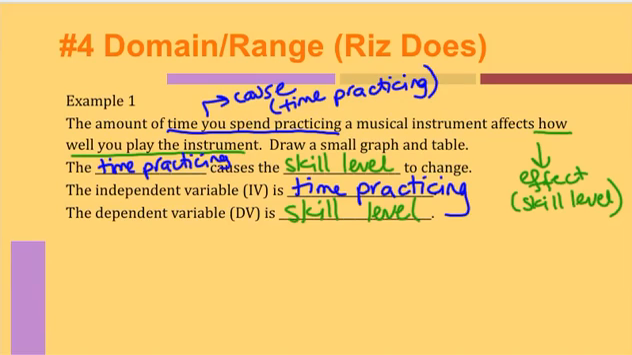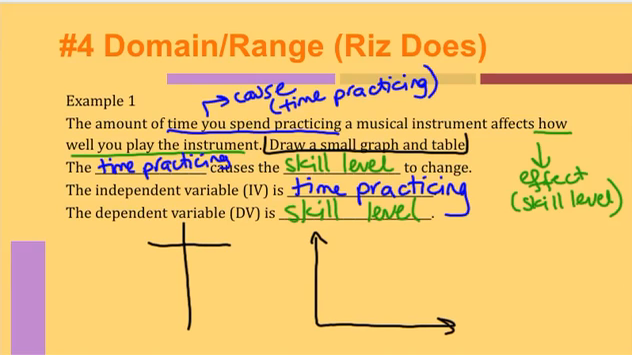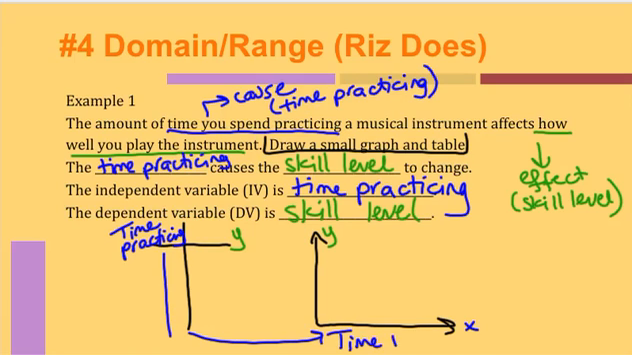Now it also asks me to draw a small graph and table. So I'm going to go ahead and just sketch these out, a table like this, and a graph like this. Now once again, I know that my x-axis is here, my y-axis is here. So I knew that the cause is related to the x, so I know that on this side, I'm going to put my time practicing. And this relates to this x-axis, so time practicing. And then my y will be my skill.